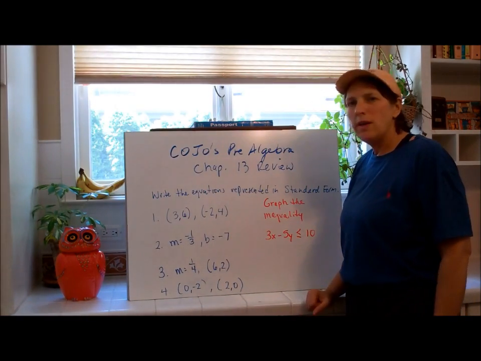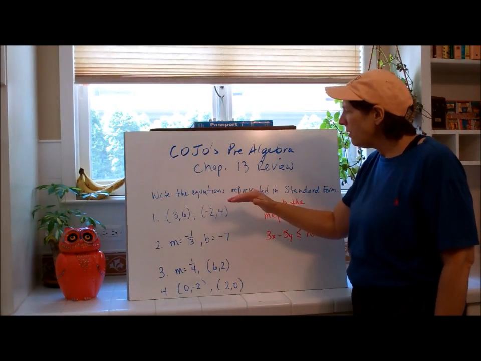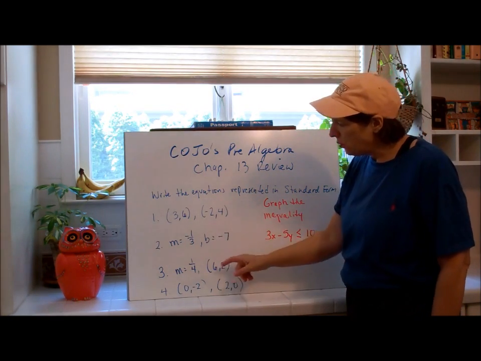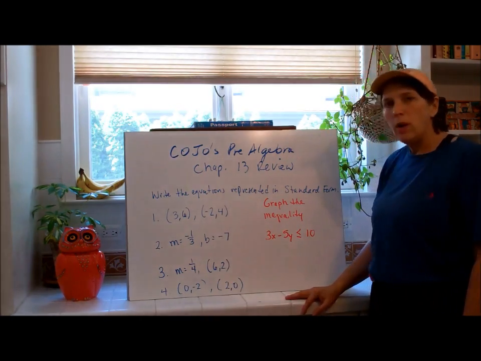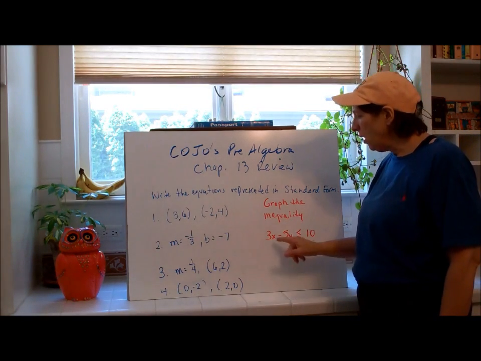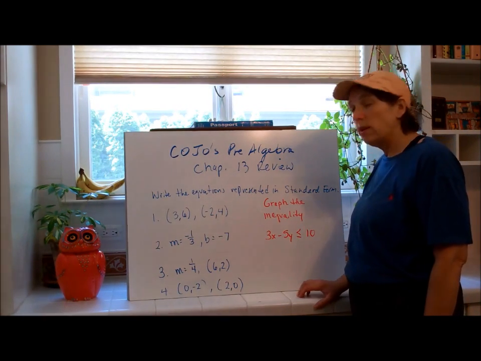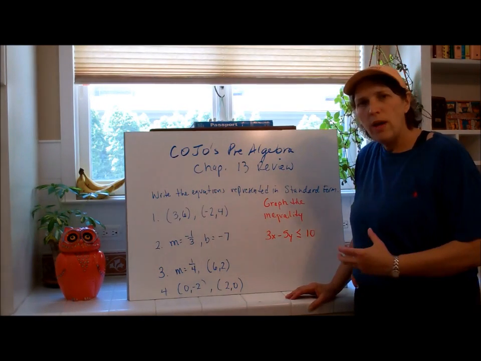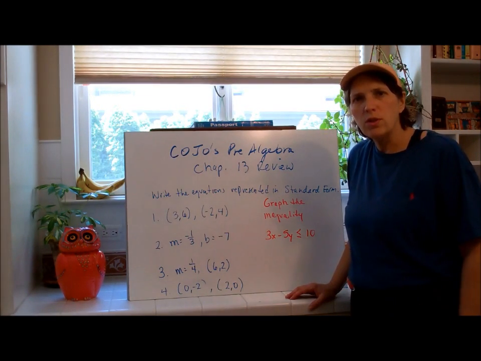Alright, what I want you to do right now is write the equations represented in standard form by the following information, these four things. And then I want you to graph the inequality 3x minus 5y is less than or equal to 10. Pause the video, and when you're ready, come back and we'll go over the solutions.